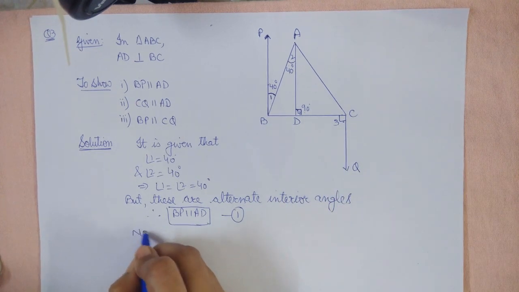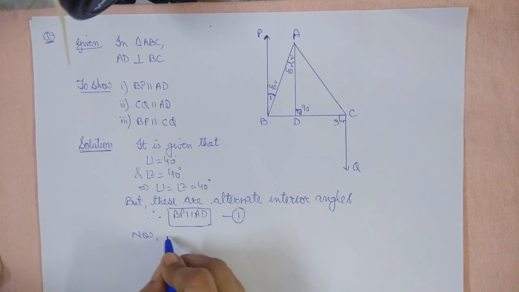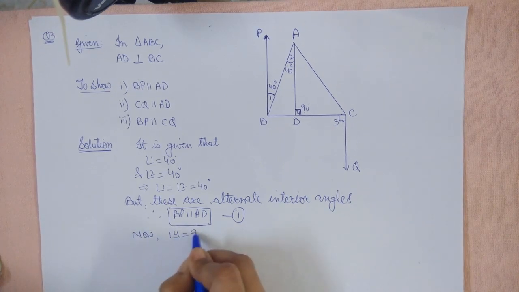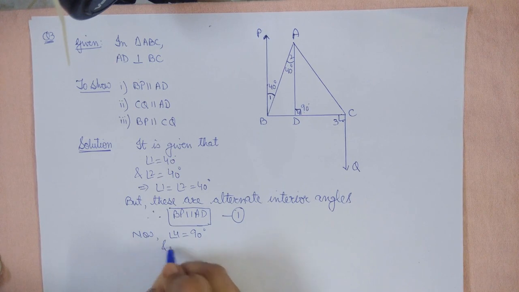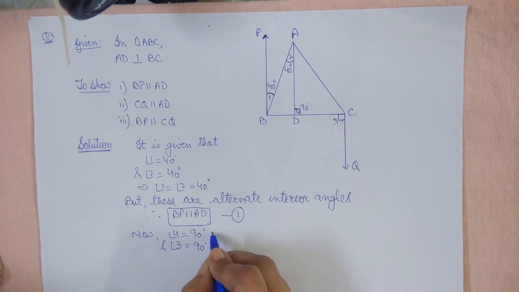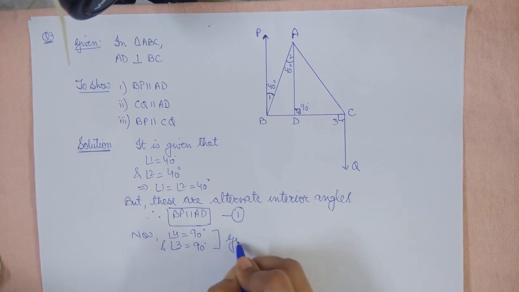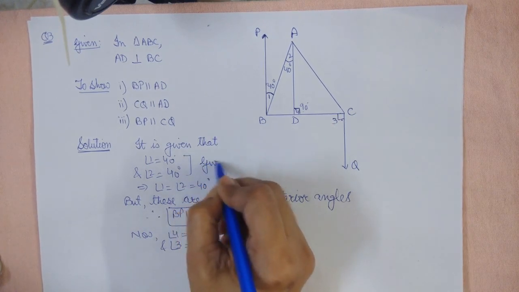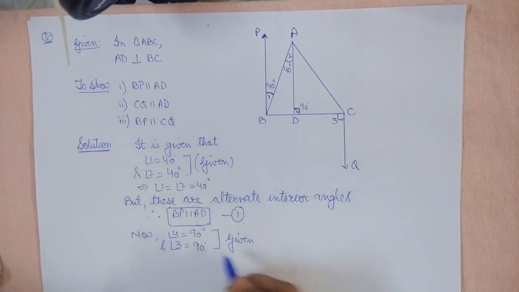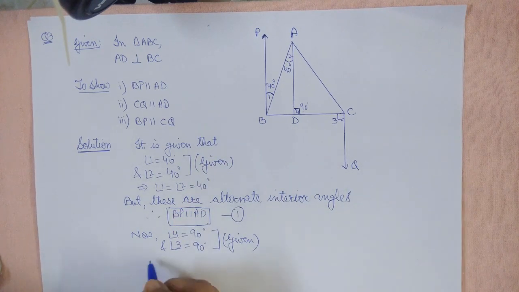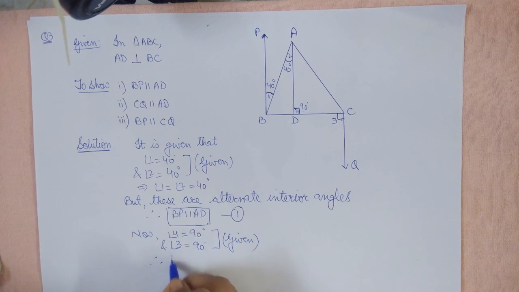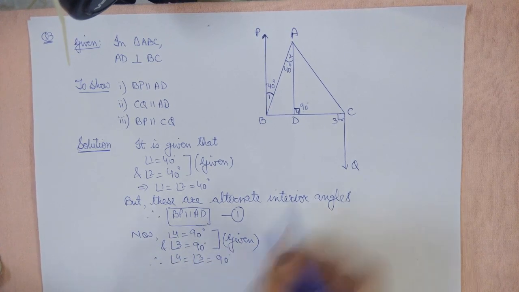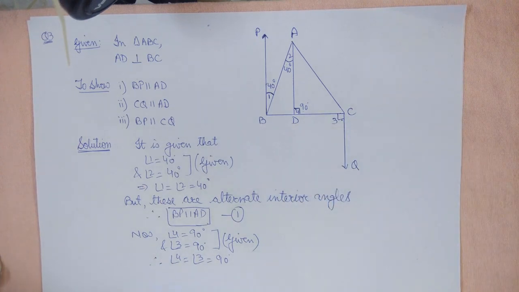Now angle 4 equals 90 degrees and angle 3 equals 90 degrees. Reason: given. Here also you will give the reason. Don't forget to write the reasoning: given. So what do you observe? Therefore, angle 4 equals angle 3 equals 90 degrees. Both of them will be equal.